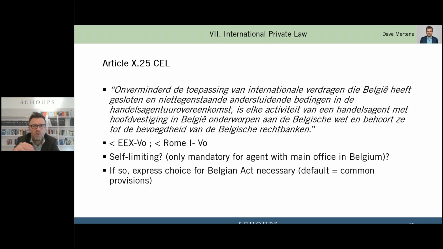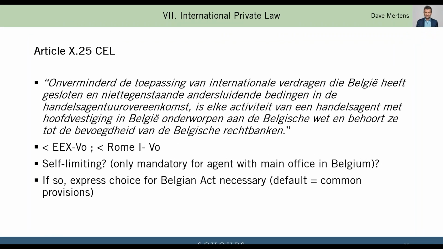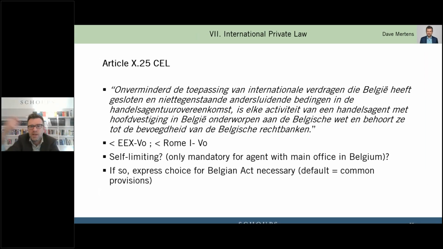But I think that this also means that the Belgian Commercial Agency Act is self-limiting, by which I mean that it's only mandatory for an agent with his main office in Belgium. So that if, for instance, the other way around, you're a Belgian principal and you conclude a contract with a commercial agent in the United States, you opt for Belgian law, then I think that the mandatory Belgian Commercial Agency Act does not apply. If you say Belgian law, then the Belgian general rules of the civil code apply and not the specific Belgian Commercial Agency Act, unless you expressly say including the Belgian Commercial Agency Act.